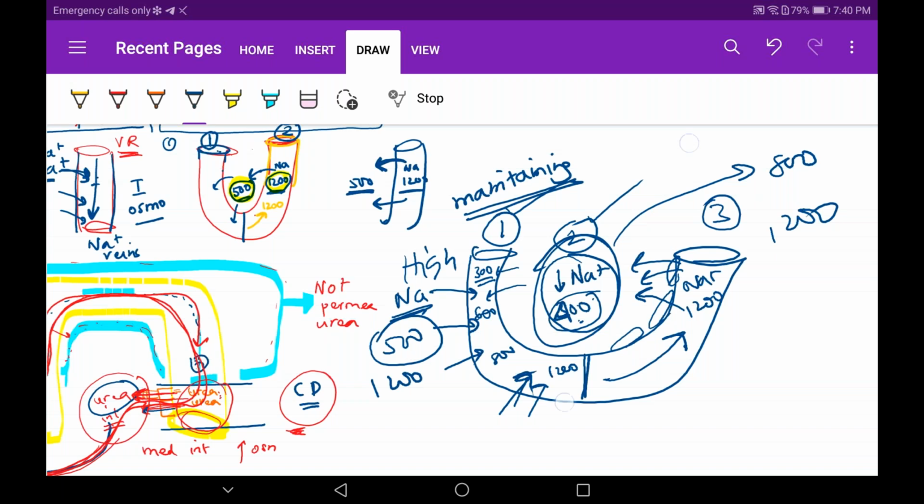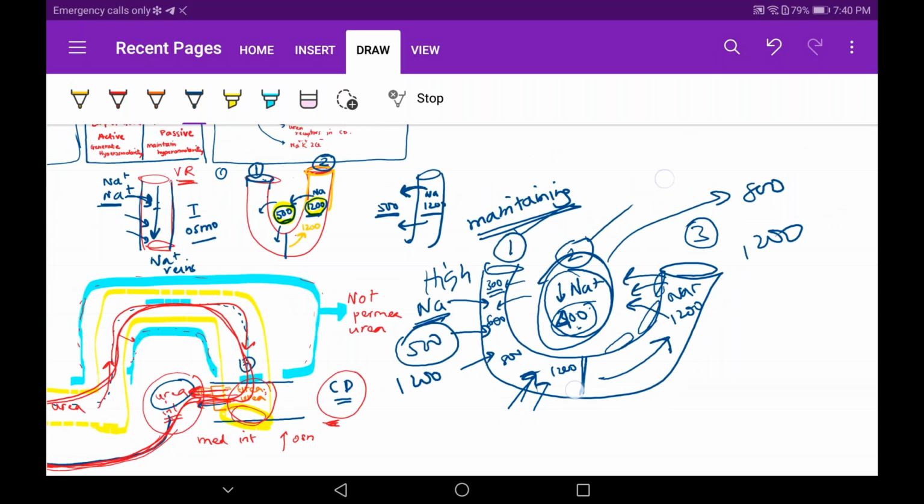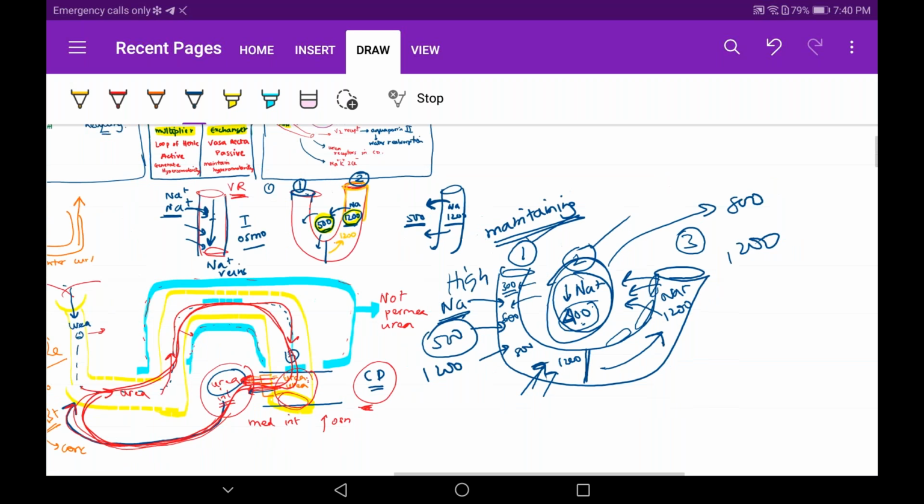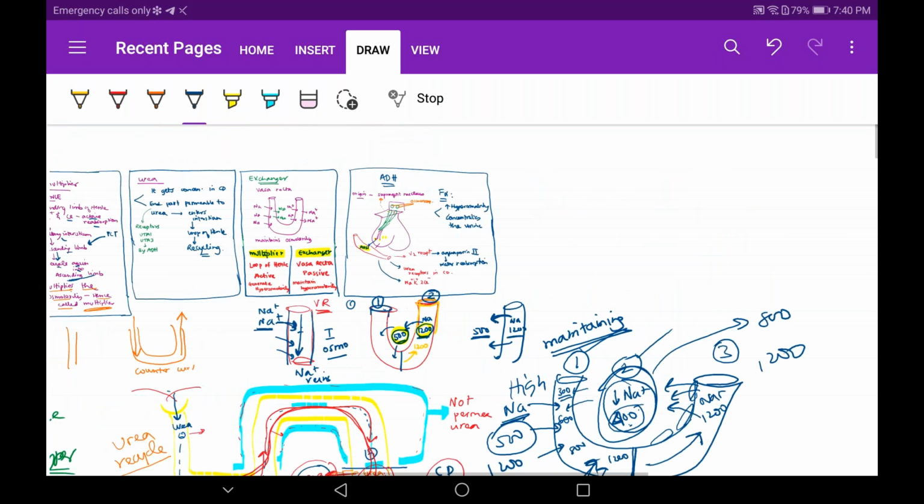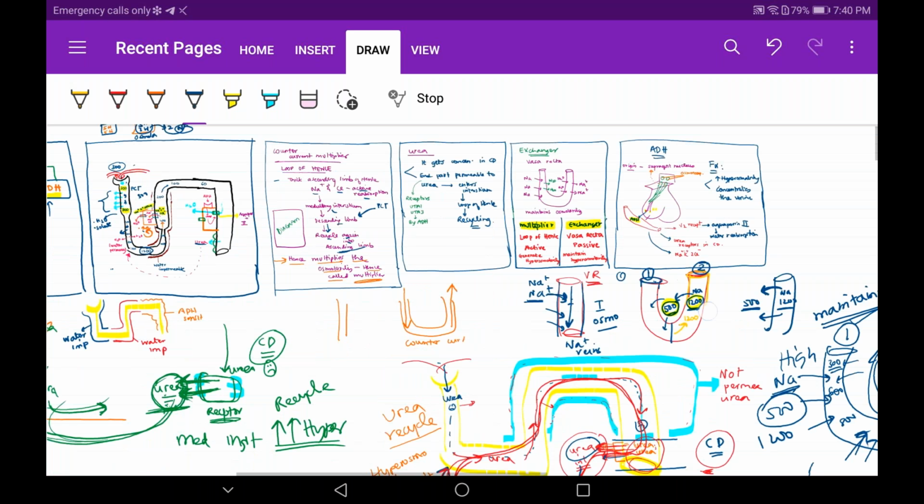Again it will recur. Again the blood will come into the vasa recta, again the solute will get reabsorbed, and then again the solute will move like this. Have you understood this? I think you're getting confused. This is the best explanation I can give you. The water part is getting confusing. So based on this osmolarity, what will happen to water? Is the water reabsorbed due to osmolarity is the question.